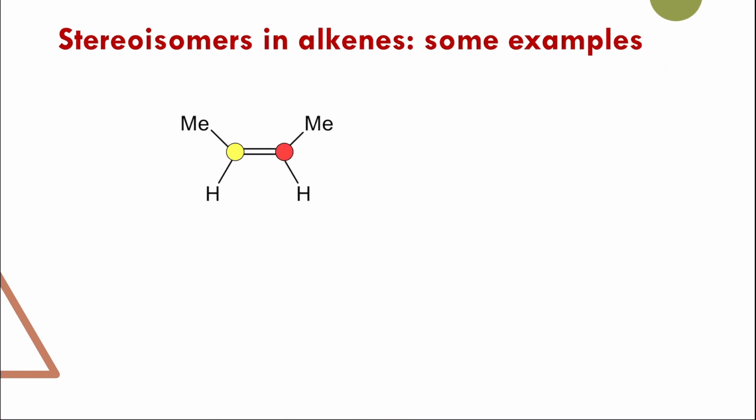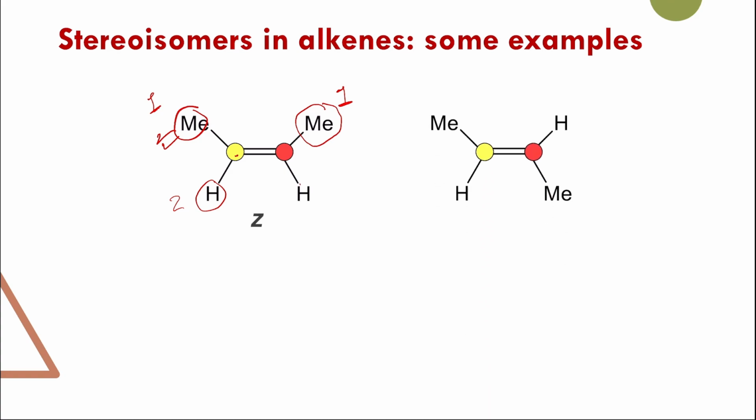Let's have some examples. If we have something like that, we said we're going to have the two butene isomers. So this is the first butene. We have the first carbon to the left, the yellow one. We have hydrogen and methyl. Of course, methyl is going to take priority, so this is going to be number one on the left-hand side. On the right-hand side, we also have methyl and hydrogen. Methyl is going to take the priority, so this is going to be number one in the priority. So for these two on the same side, it's going to be Z.